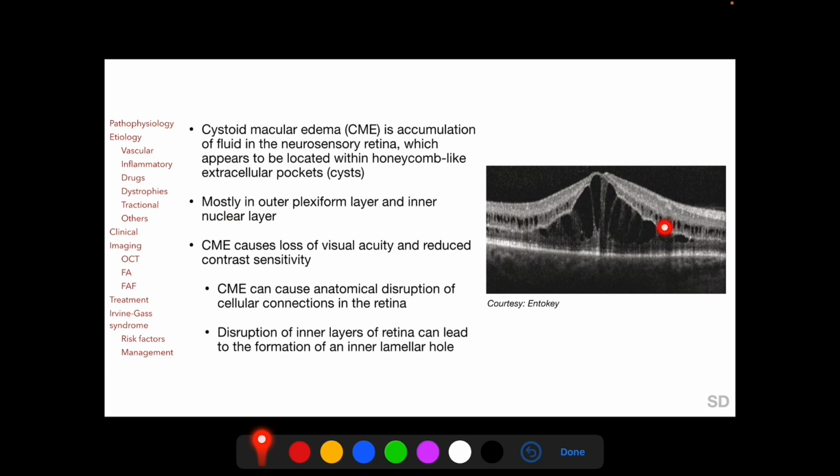As seen here in this OCT, we show cysts in the outer plexiform layer as well as in the inner nuclear layer. CME causes loss of visual acuity and reduced contrast sensitivity. CME can also cause anatomical disruption of the cellular connections in the retina, and disruption of the inner layers of the retina can lead to the formation of an inner lamellar hole.